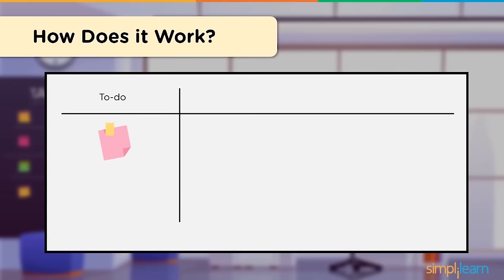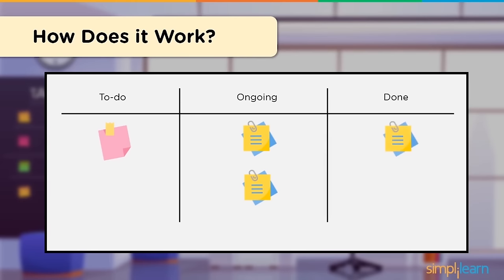Now the board consists of three major components. There's the to-do list, which represents items that need to be completed. The ongoing column, which represents items that are being currently worked on. And the completed or the done column. Now these represent tasks or items that have already been completed. Although this is a physical representation of the board, several organizations use software versions of the board that replace the sticky notes with cards that can be moved from one column to another as work progresses.